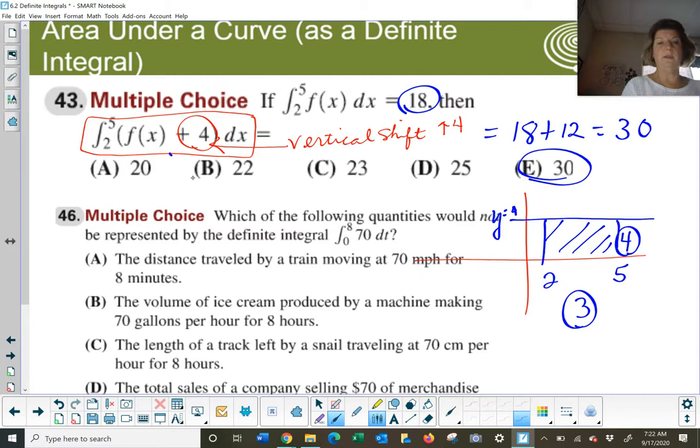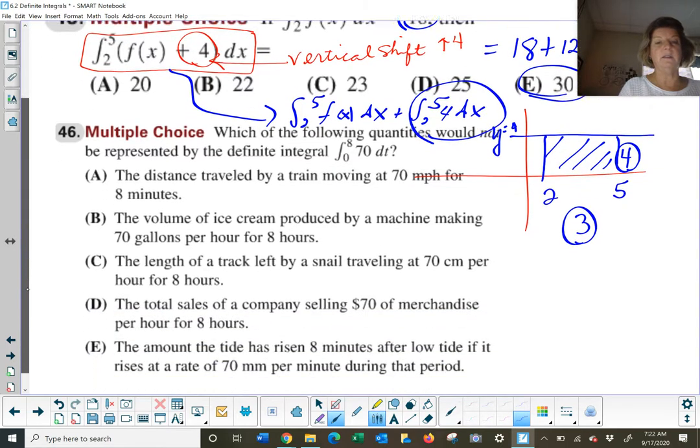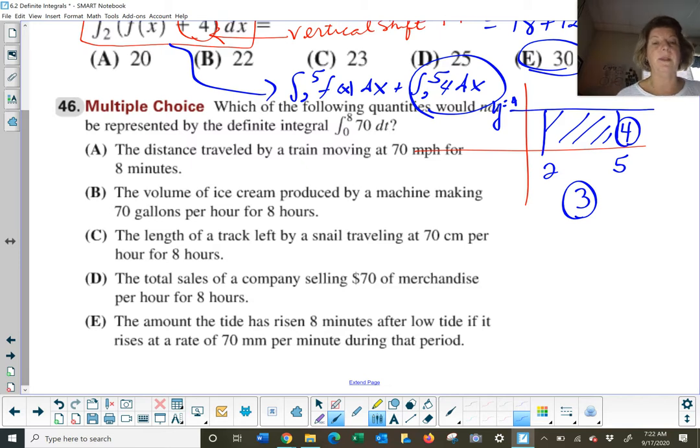You could use properties and break this into the integral from 2 to 5 of f of x dx plus the integral from 2 to 5 of 4 dx. That would be allowed. And then we just got to get that calculation, which we showed. It's a constant function, so it's b minus a times the constant.